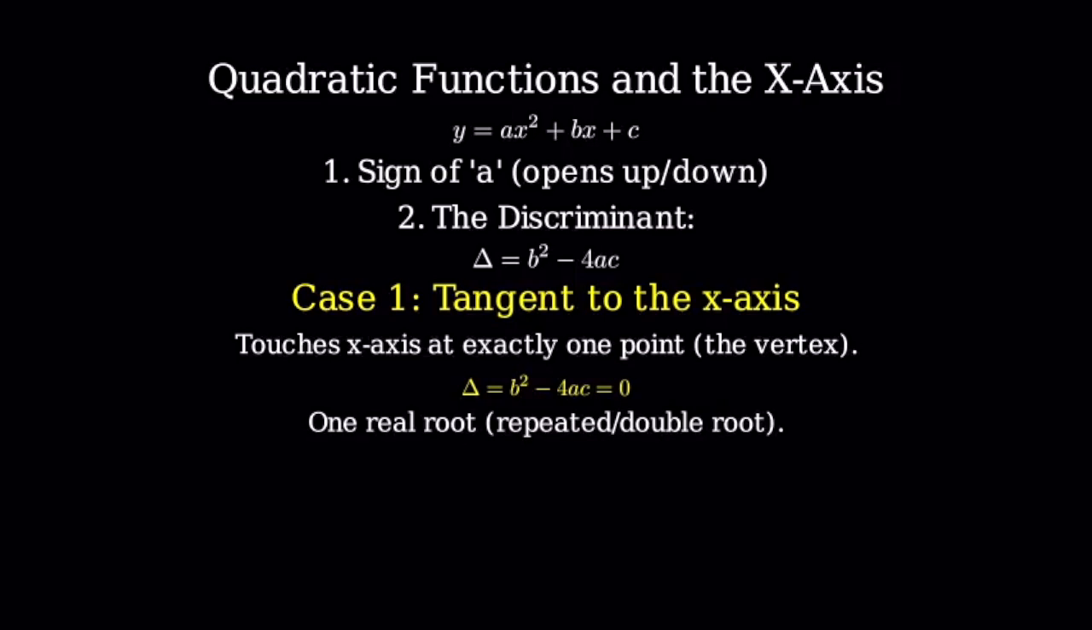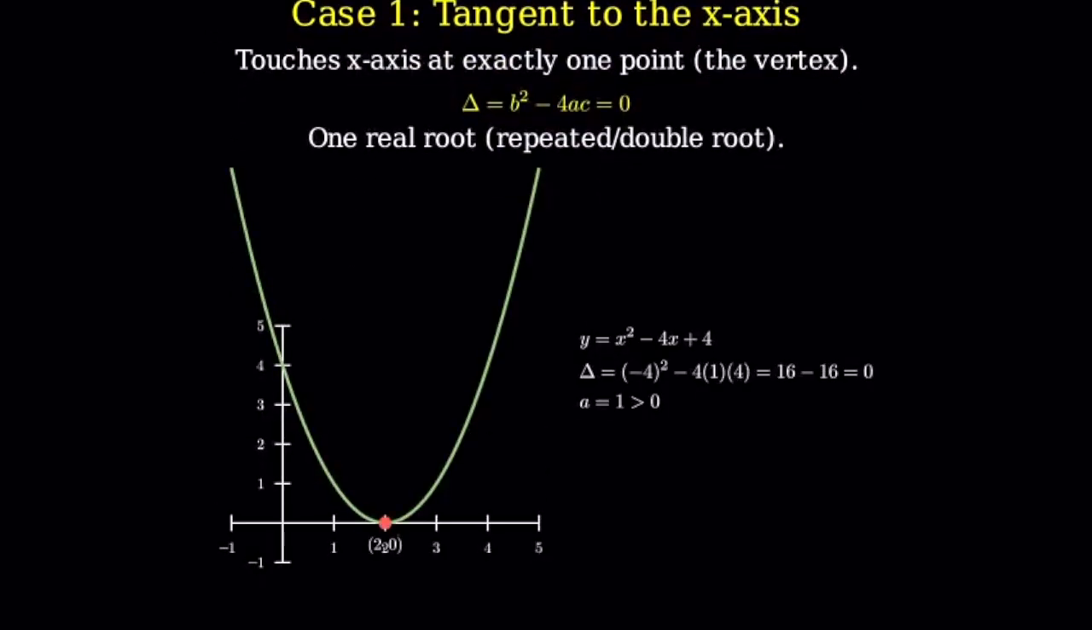Let's look at an example. Consider y equals x squared minus 4x plus 4. Here, a is 1, b is minus 4, and c is 4. The discriminant is minus 4 squared minus 4 times 1 times 4, which equals 16 minus 16, or 0. Since a is positive, the parabola opens upwards and touches the x-axis at x equals 2. If a were negative, say y equals minus x squared plus 6x minus 9, the discriminant is still 0, but the parabola opens downwards, touching the x-axis at x equals 3.